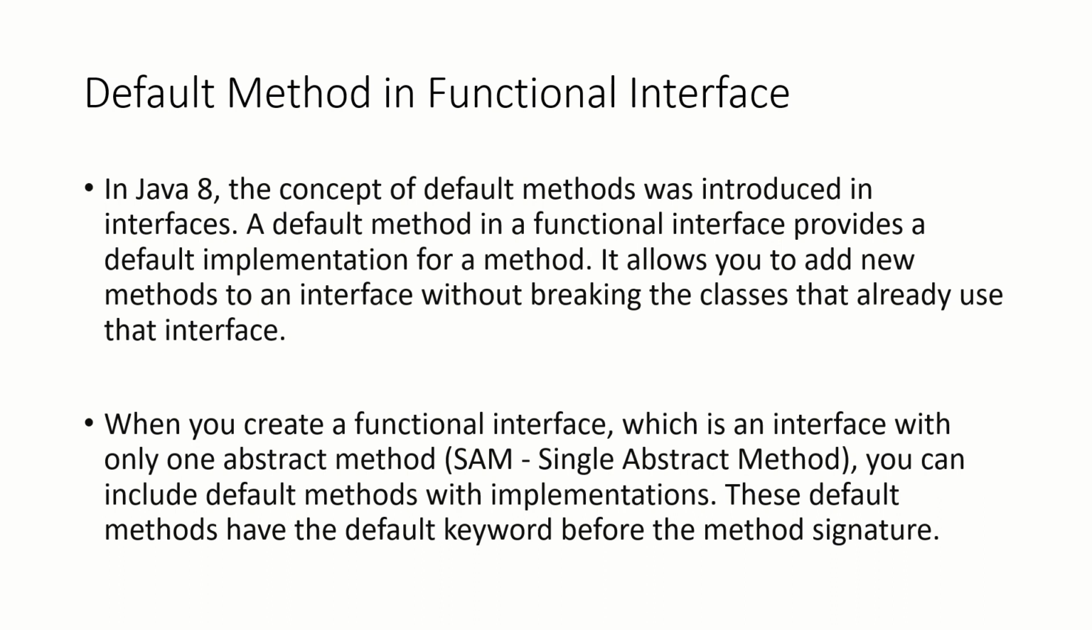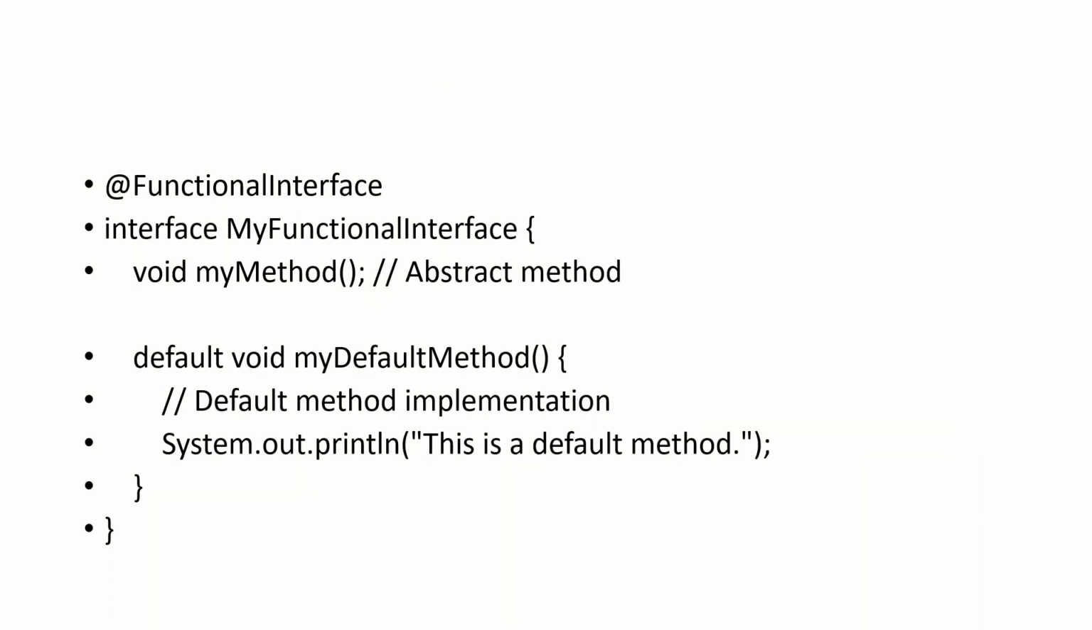Now, the second point is, when you create a functional interface, which is an interface with only one abstract method, a single abstract method, you can introduce default methods with the implementation, and you can introduce n number of default methods with the implementation. These default methods have the default keyword before the method signature. Here you can see this is the example. Let's say you have a functional interface, my functional interface, and you have one single abstract method. Then you can introduce n number of default methods in it, and you can implement it here itself.